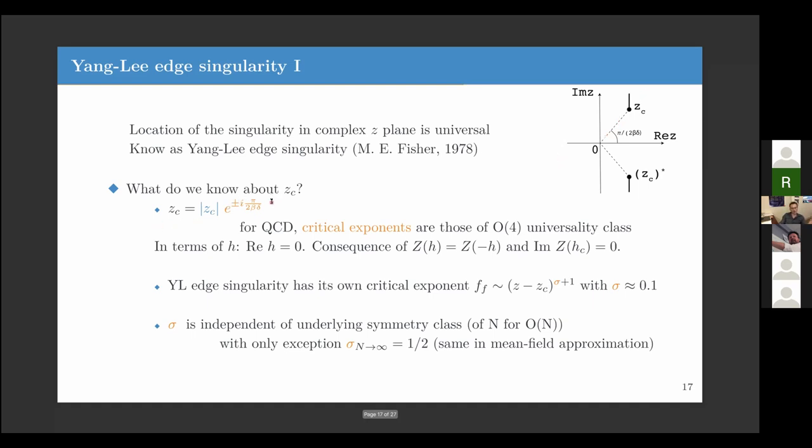It is defined by the underlying universality class. So the argument of this location is pretty well known. And this is essentially a consequence of the Lee-Yang theorem. It is also known how the critical exponent at this point can be computed, and it is of order 0.1. It is interesting that this critical exponent is independent of the underlying symmetry class. So if we consider the O(N) universality class, it is independent of N, with just one single exception, when N goes to infinity, sigma is somehow non-analytic, it becomes 1/2. And the same you see in the mean field approximation.